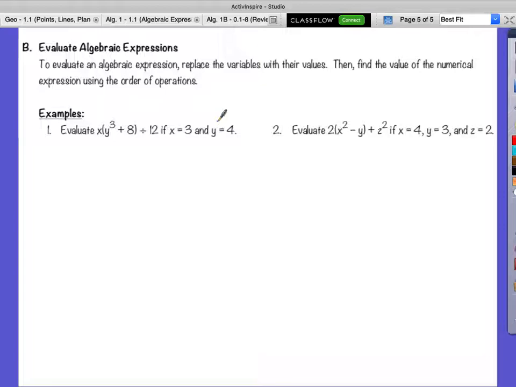Now, when I put in numbers, when I substitute, that's what we call it, substitute, it's taking the place of. I always do that with parentheses. I always put my substitutions in parentheses, and I'll explain why in a moment. So I would write this like that. It's a lot more parentheses going on, but it actually helps to clarify it.